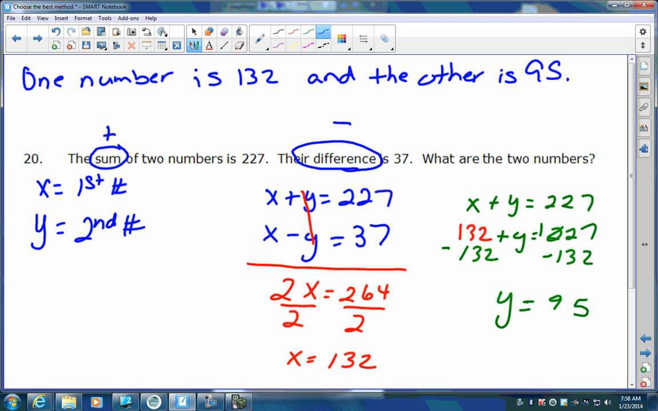What's the only way to check this? Well, we add these together, make sure they're 227, right? Subtract them and make sure they're 37. Does that make sense? Yes, no, maybe so? You're half alive or half dead? Pick one? Okay, great.